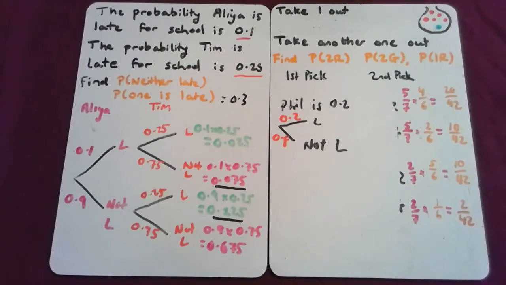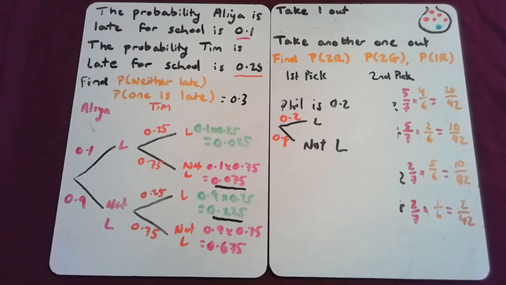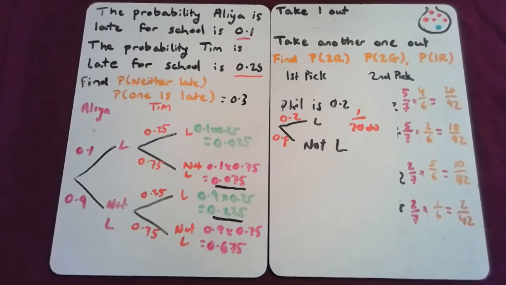So the probability that all of these people are late is 0.1 times 0.25 times 0.2, which gives us a value of 1/2000. Anyway, that is effectively how this works. When you work out probabilities, you multiply along.